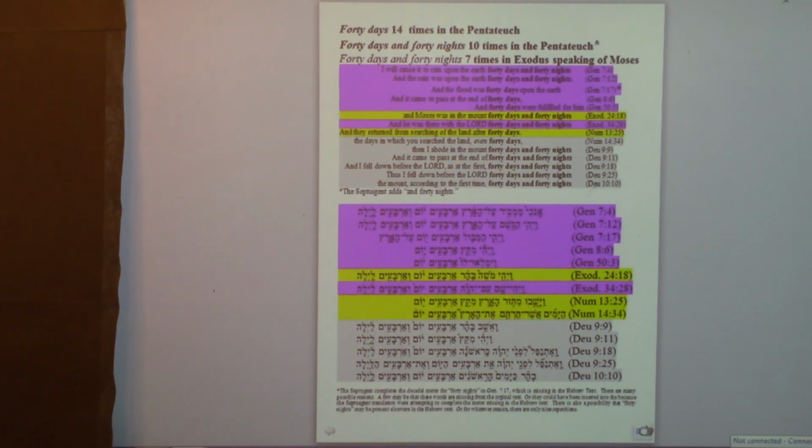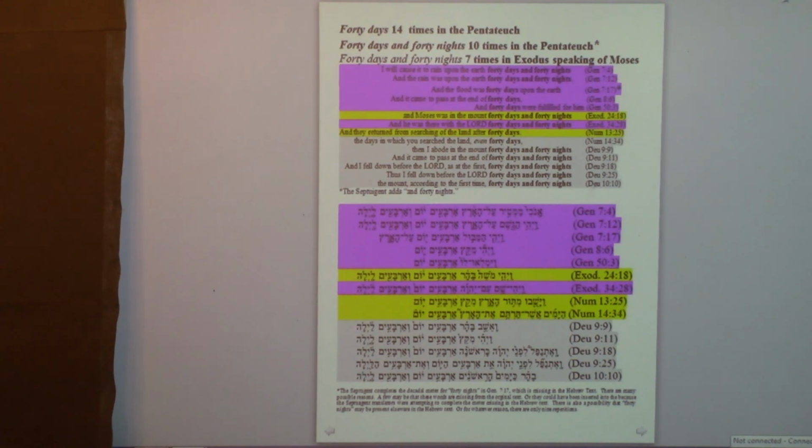And I have an asterisk there. It depends if we examine one more example from the Septuagint. If we add the phrase "and 40 nights," then 40 days and 40 nights appears 7 times, speaking of Moses. In other words, Moses is involved in that. So we have these 3 different groups. We've got double heptadic here, and then decadal here, and then single heptadic, all intertwined in the same section.